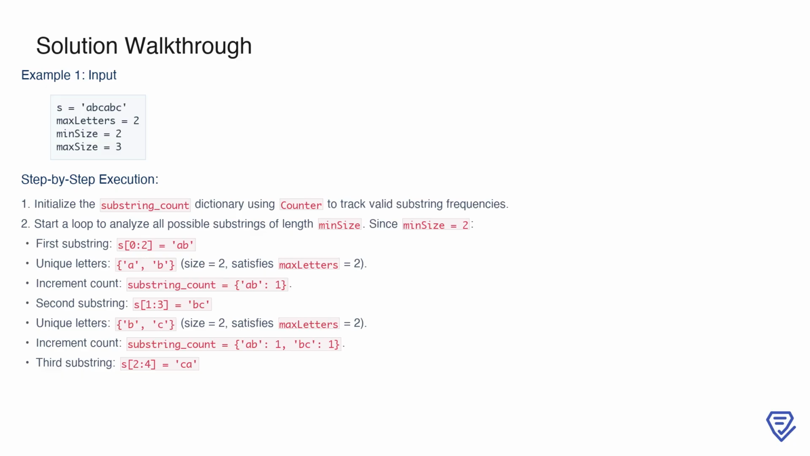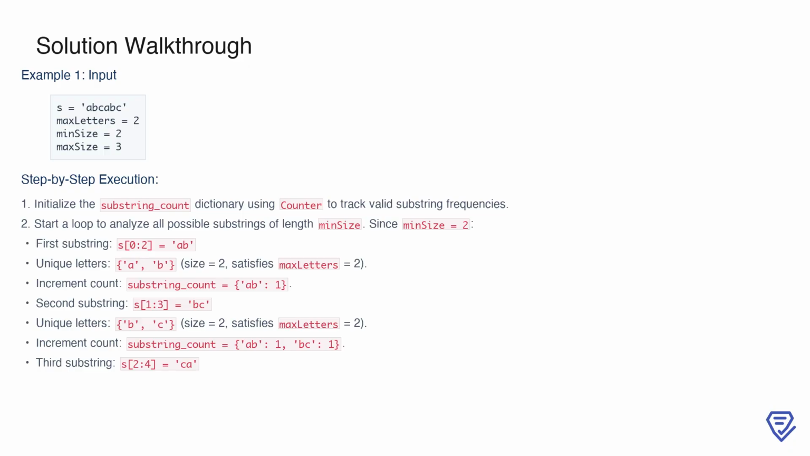To solve this problem, we begin by analyzing the input string s equals abcab with constraints maxLetters equals 2, minSize equals 2, and maxSize equals 3. The goal is to find the most frequently occurring substring of length minSize that satisfies the maxLetters condition. First, we initialize a dictionary, substring_count, using Counter, which will help us count valid substrings. Then, we start looping through all possible substrings of length minSize, which is 2 in this case.